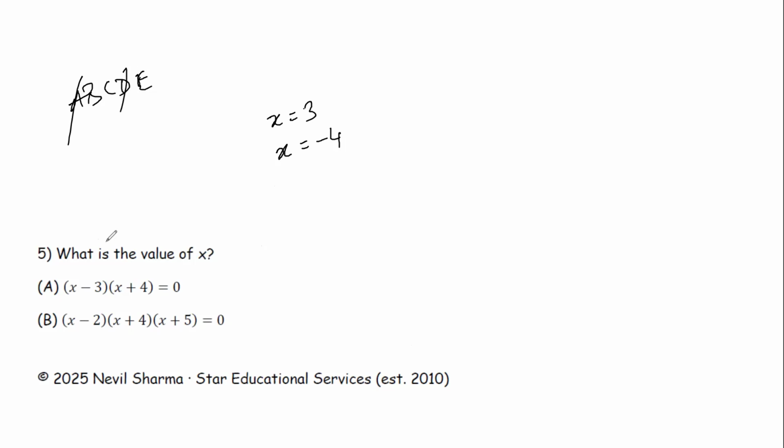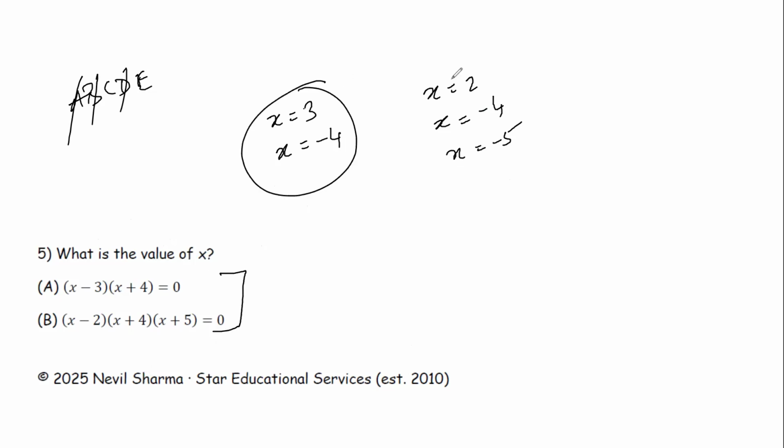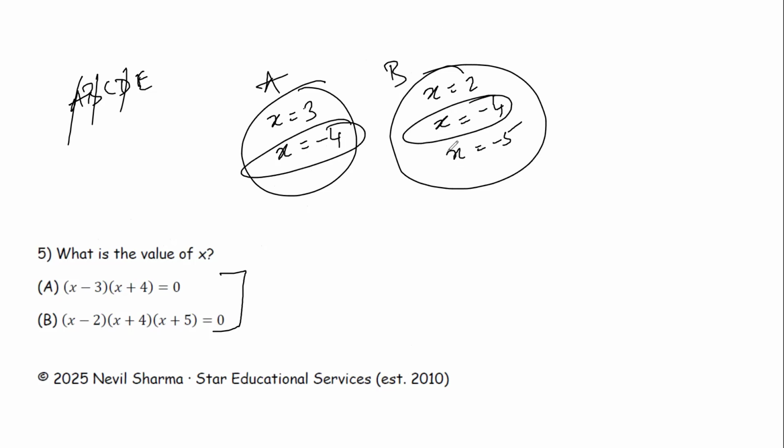We look at the B statement. B statement tells us x is 2, x is negative 4, and x is negative 5. We got three answers. So B also doesn't tell us a definite answer. Now, when we look at both the statements together, the common solution for A and B is negative 4. And hence, when we take both statements together, we get a definite negative 4 as the value for x. Got it? So C is the answer.